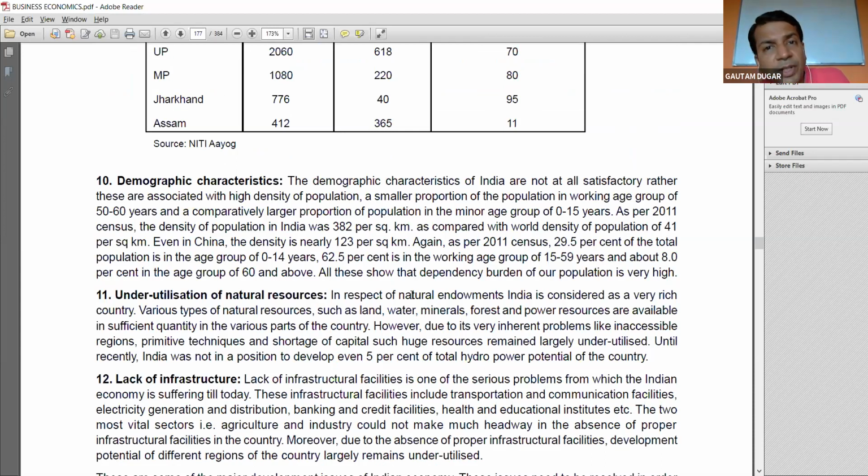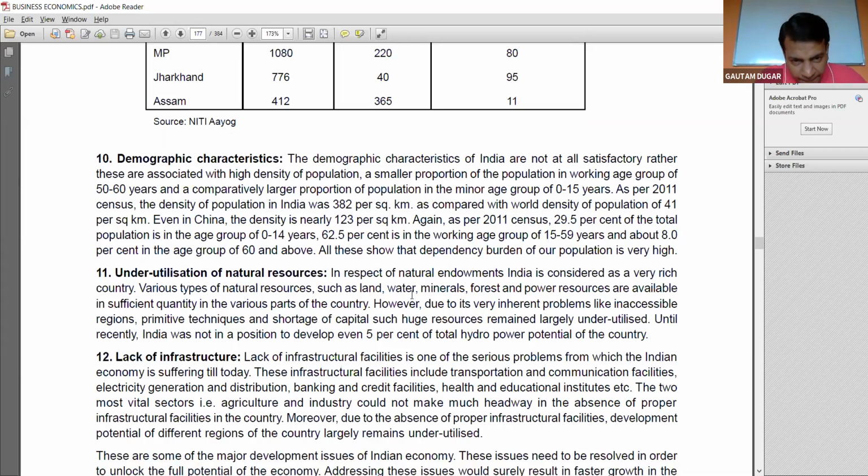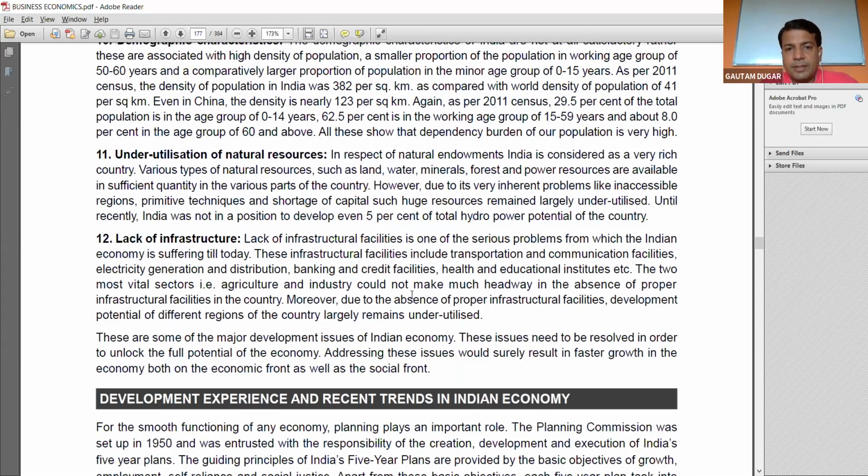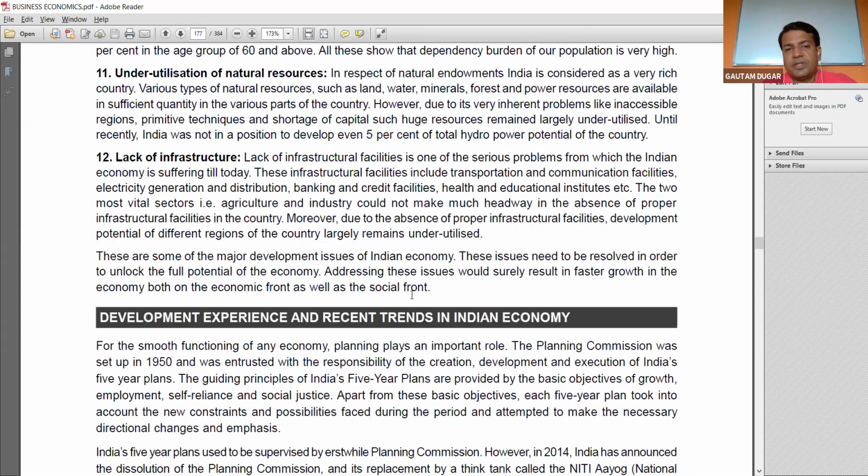However, the density of population in India is higher than China. Why? China has greater geographical area than India. The geographical area which China has is much more than that of India. And therefore, the density of population in China is lower than that of India. Resources are underutilized, and proper infrastructure is not there.